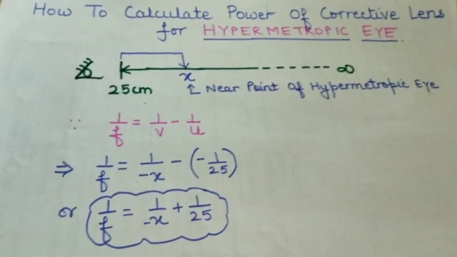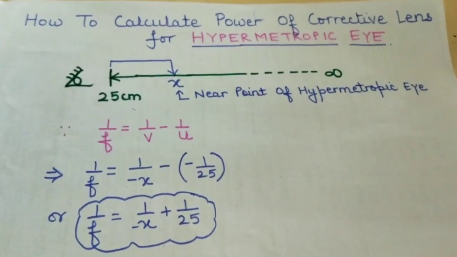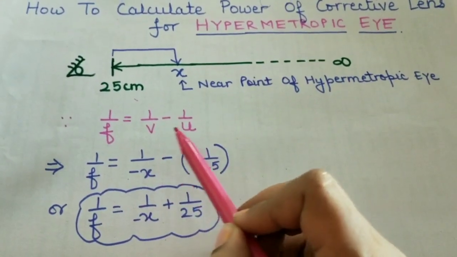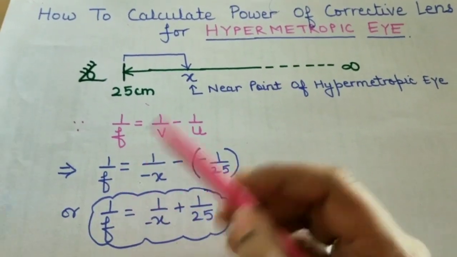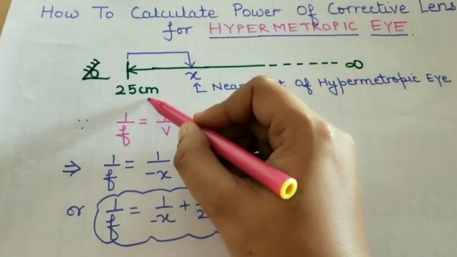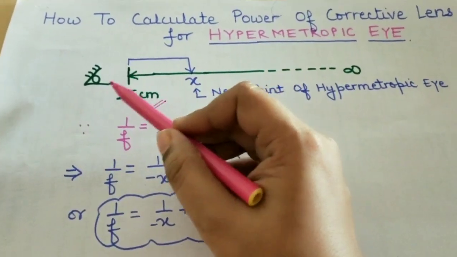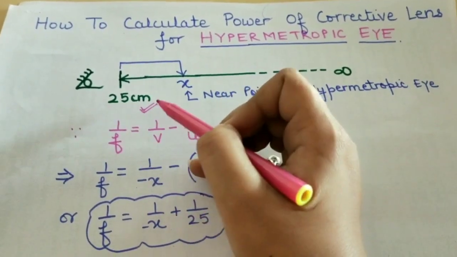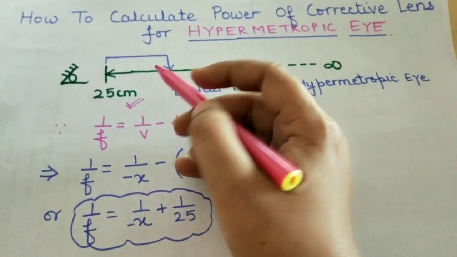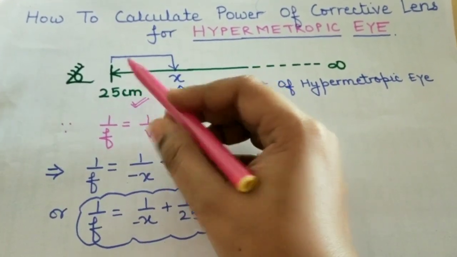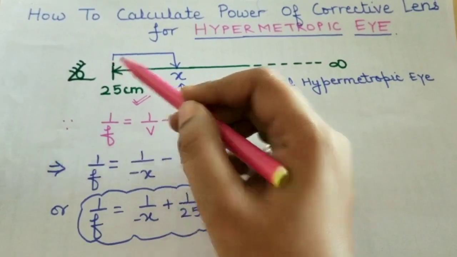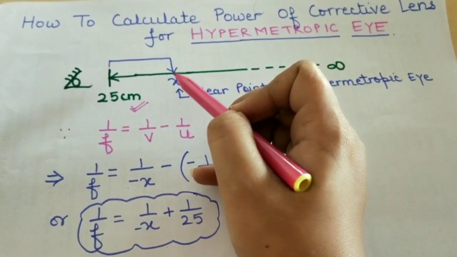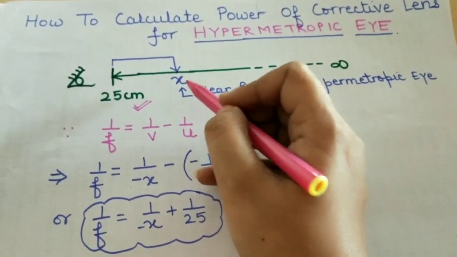Now for the calculation of the power, we must calculate the focal length first of all. So how to calculate focal length? We know 1 by f is equal to 1 by v minus 1 by u. See, this is the position of the object. The person, the student, or anyone keeps the object at 25 centimeter. For example, if you want to read a book, you keep the book at 25 centimeter, so the object is placed at 25 centimeter, and he wants the image of this book to form at point x, because he can see at x and beyond x.